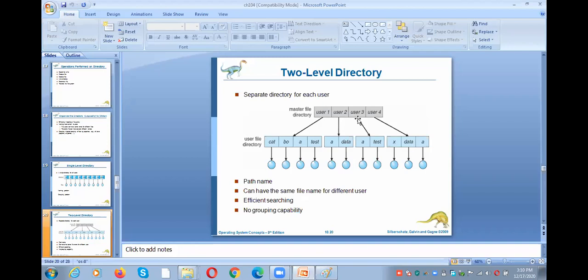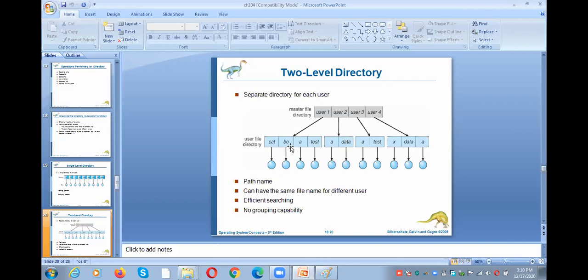Whenever I ask you to go to a particular location and search for a file, directly you go to that particular directory and search for the file. We need not go to the remaining directories. Why? Because in the case of a two level directory, we have different directories for different users. So we need not search the remaining directories. So efficient searching, but here we cannot group things. So grouping is not possible here.